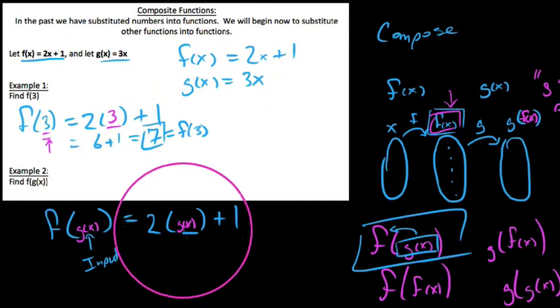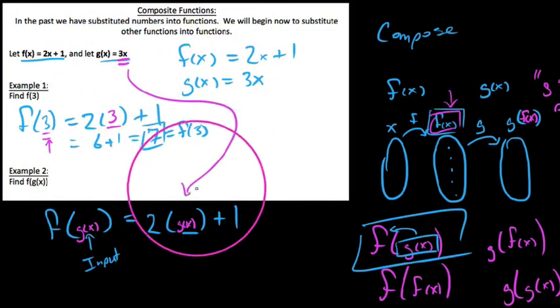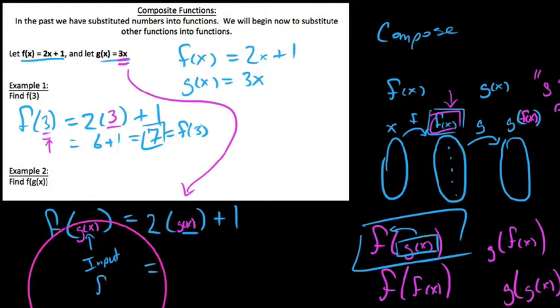Now, g of x, we know what g of x equals. G of x, its rule is 3x. So what we're going to do is we're going to do a substitution here. And we say f of g of x. That's what this really is.